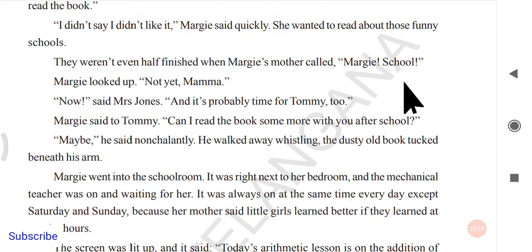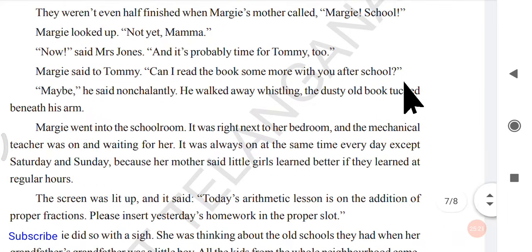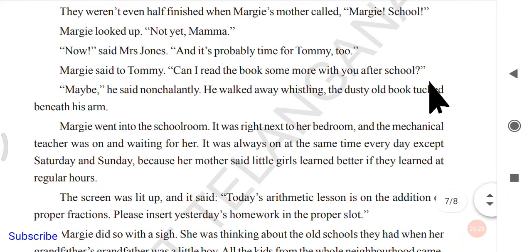Okay, nonchalantly, in the sense that he might not be expecting her. So he walked away whistling, the dusty old book tucked beneath his arm. Tucked, in the sense that he just put the old book beneath his arm, and he just started to walk away from there.